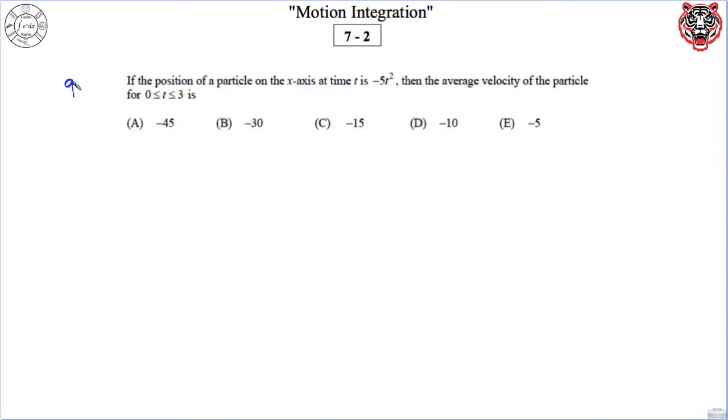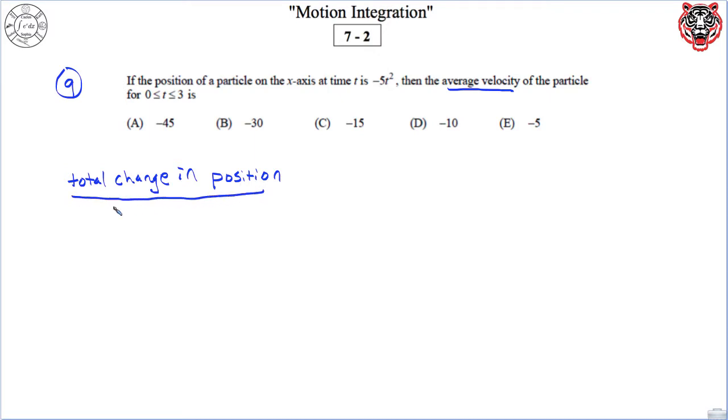And on to number 9. I know we did this in class, but I'm just going to make a video for it anyway. So I need to find the average velocity. So what is average velocity? What is the definition? The definition is the total change in position over the total change in time.